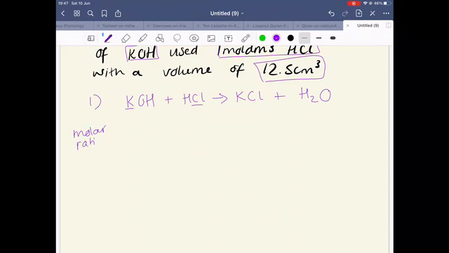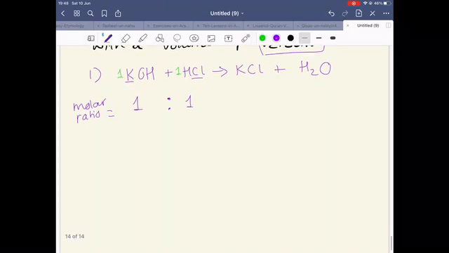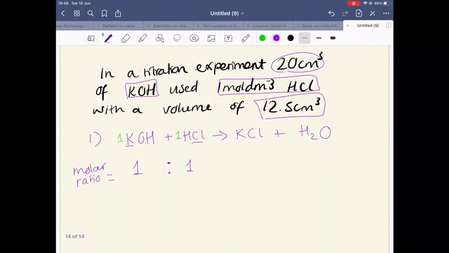And now I can then do the molar ratio. Now to find the molar ratio, you look at the number in front of the formula. Because there's no number here, this means that there's 1. So there's 1 of potassium hydroxide to 1 of HCl. So the molar ratio is 1 to 1.